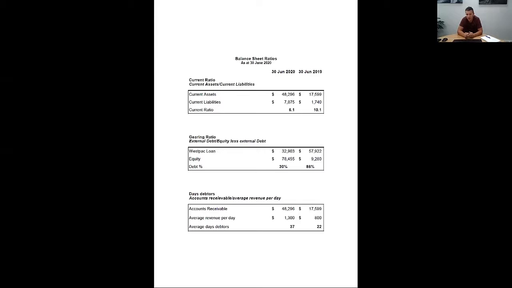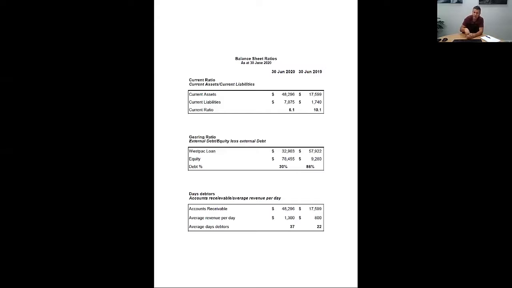Another one, and the third one I've listed there, is days debtors. The same principle would apply to someone who has stock on hand, where you're looking for the frequency of someone paying you, or the frequency that you are selling the goods. The days debtors calculation is your accounts receivable trade debtors balance as at that period in time, and then you work out your average billings per day, and dividing the balance by that gives you the average number of days it takes for your debtor to pay you.